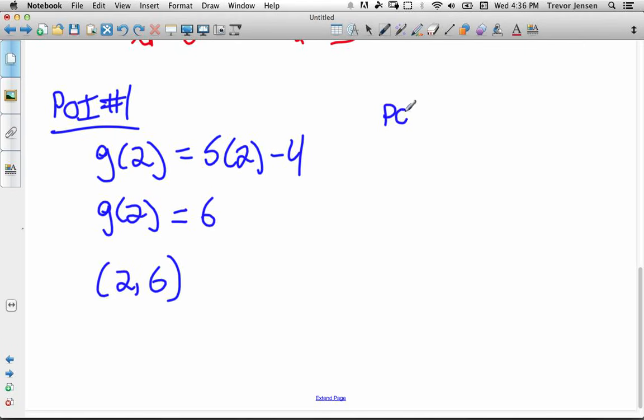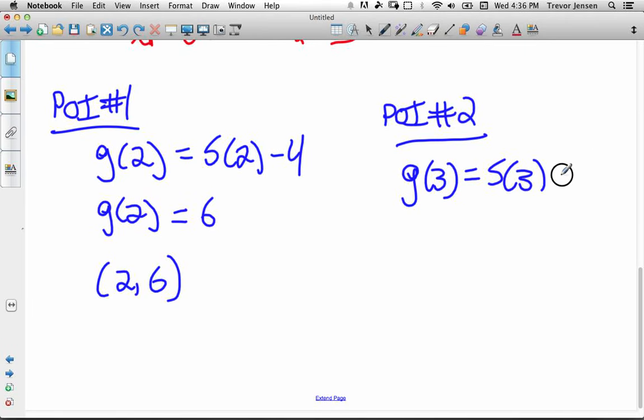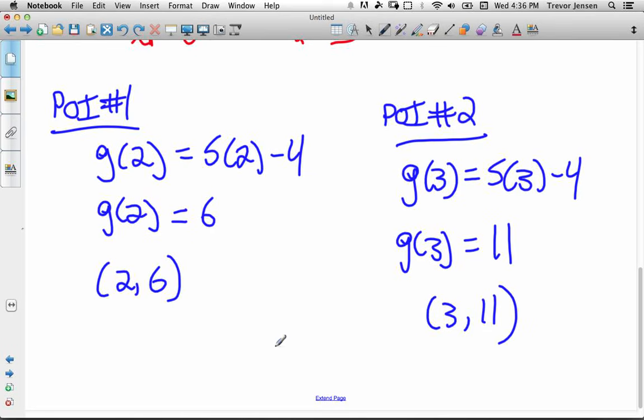My second point of intersection, I know they also intersect when x is 3. So solve g at 3. G at 3 equals 5 times 3 minus 4. G at 3 equals 15 minus 4, which is 11. So my second point of intersection, 3, 11.